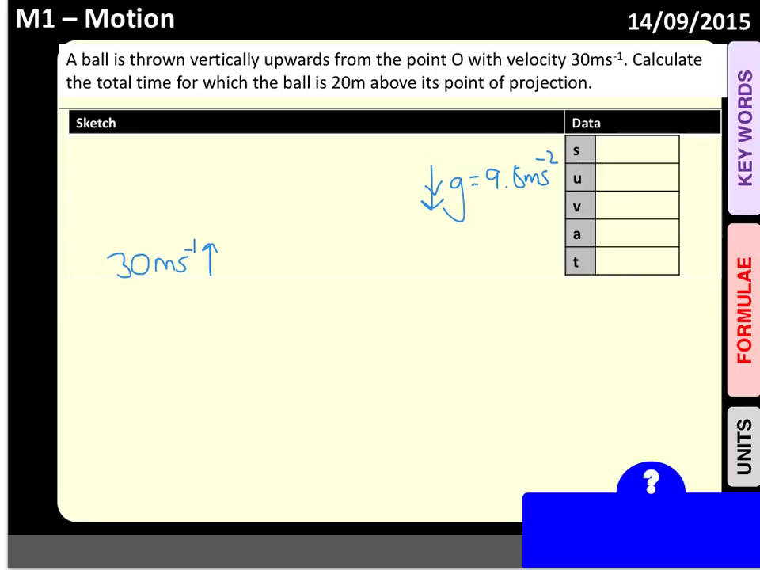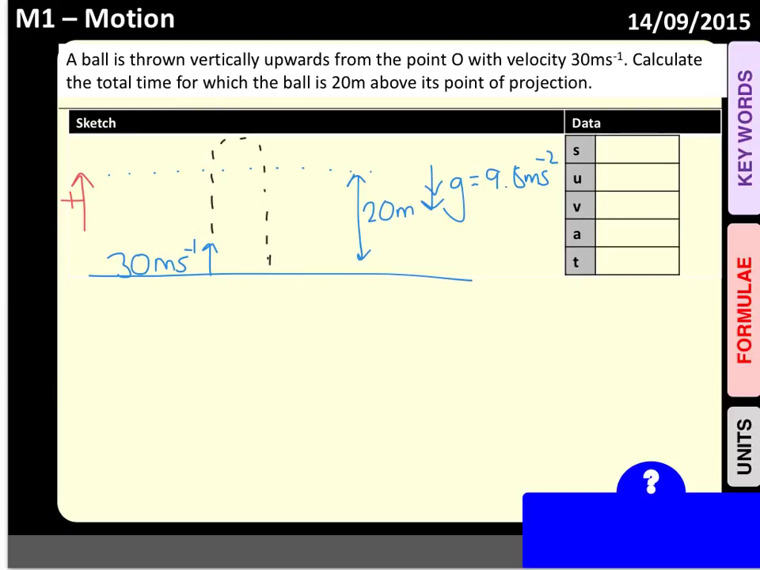And we're asked to find the total time for which the ball is 20 meters above its point of projection. So we can draw a nice dotted line there and represent that relative to the base with a distance of 20 meters. So that's the distance we're going to be looking for in our SUVAT equations. I'm going to pick my positive direction to be upwards. And I'm just going to mark on the path that I'm expecting the ball to take as it comes back down to the ground level after decelerating due to gravity.